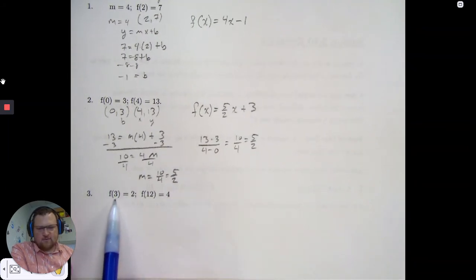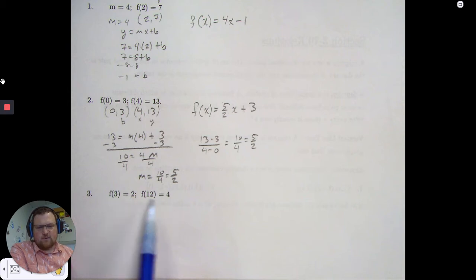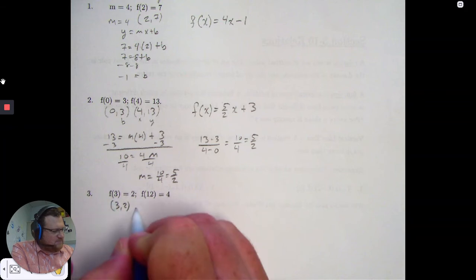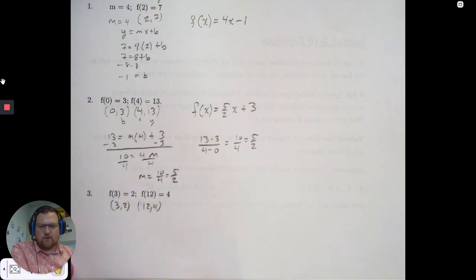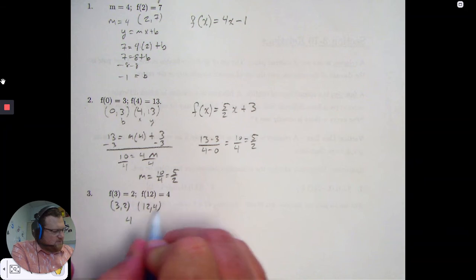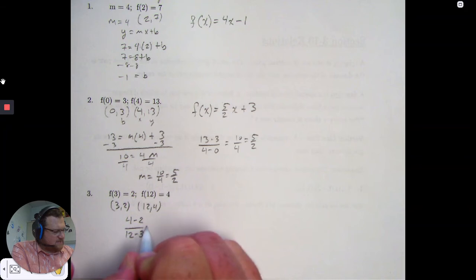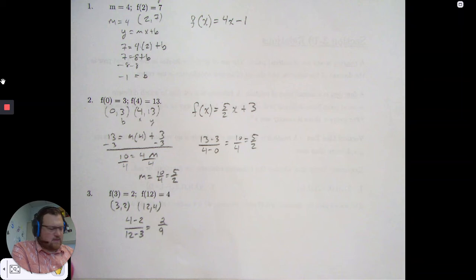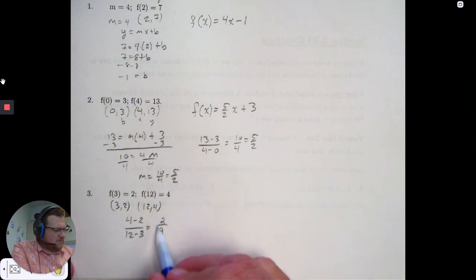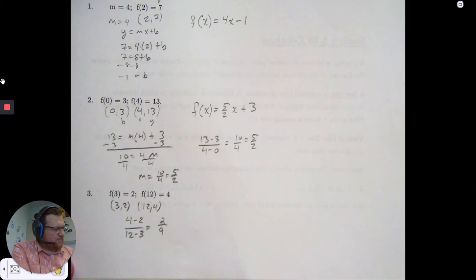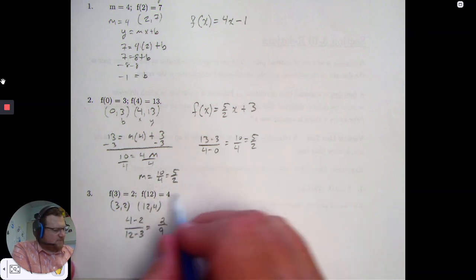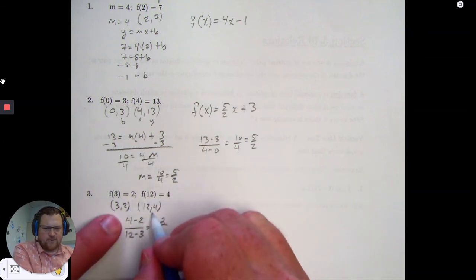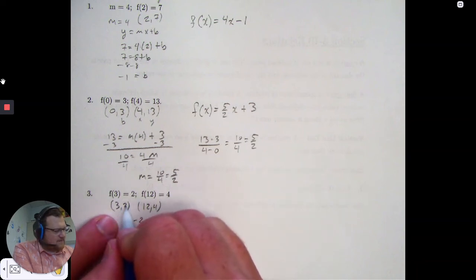Okay, number 3 is another example. This time, they don't give you the y-intercept or the slope, so you have to find both pieces. So remember, this is the same as 3, 2. This is 12, 4. So now we need to do y2 minus y1 over x2 minus x1, and that gives me 2 over 9. Once we have this 2 over 9 for our slope, we then need to put that back in to solve for b. It doesn't matter. I can either pick the first point or the second point. Remember, this is your x and your y.